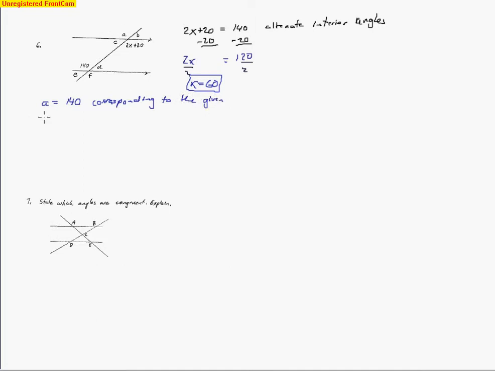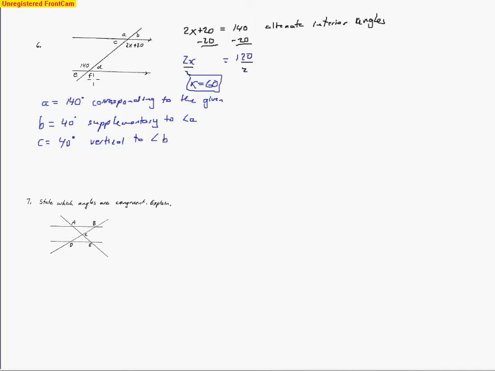And we can go with B. B is 40 degrees, and the reason why it's 40 degrees is it's supplementary to angle A. Supplementary means that those two add to make 180. So if A is 140, we subtract 140 from 180, and that's what we get left, the 40. C is going to also be 40 degrees, and the reason is it's vertical to angle B.